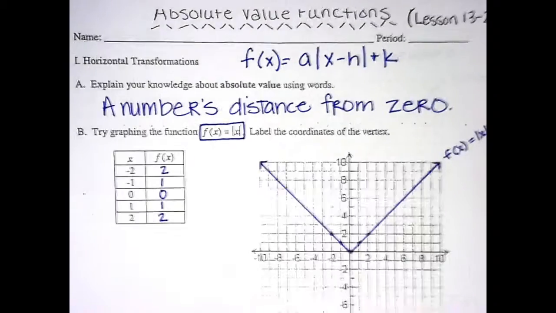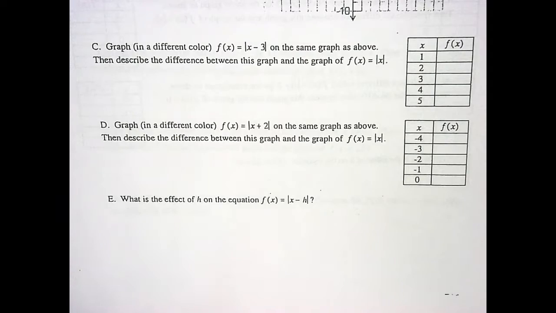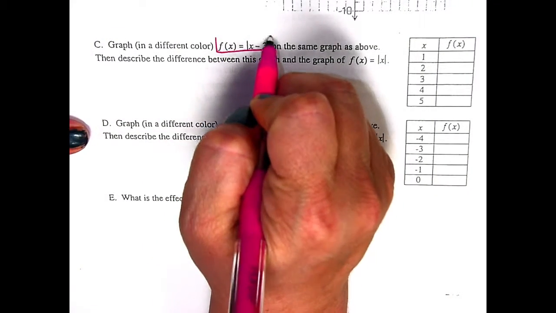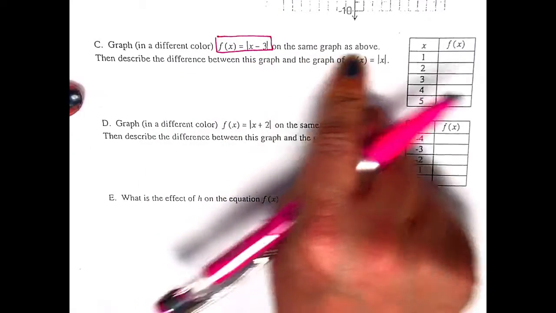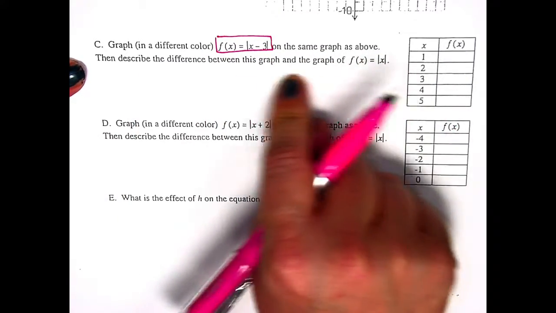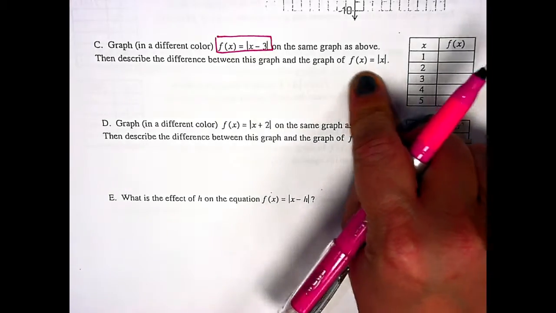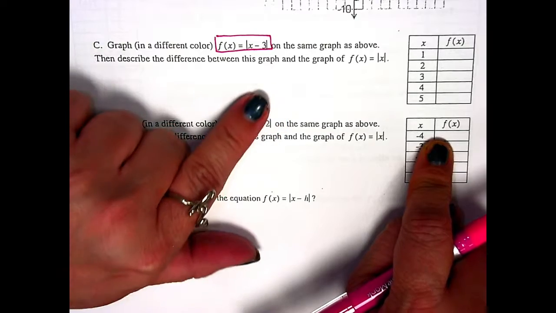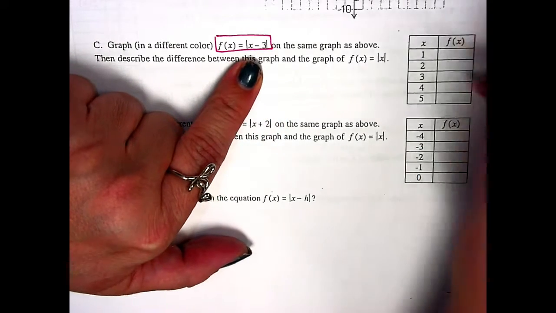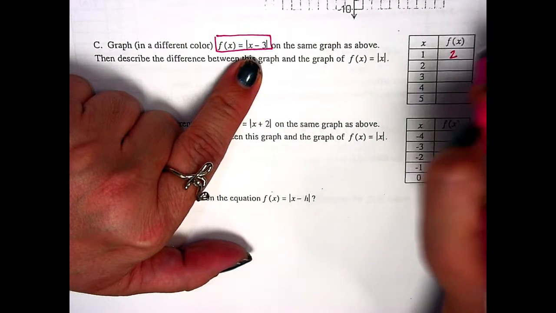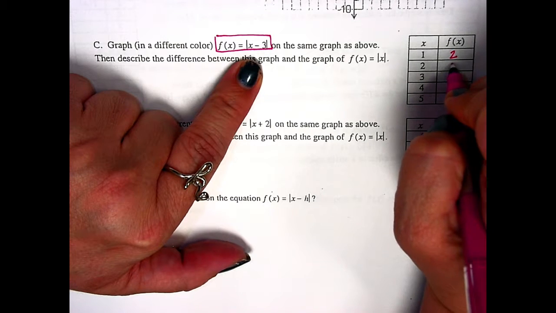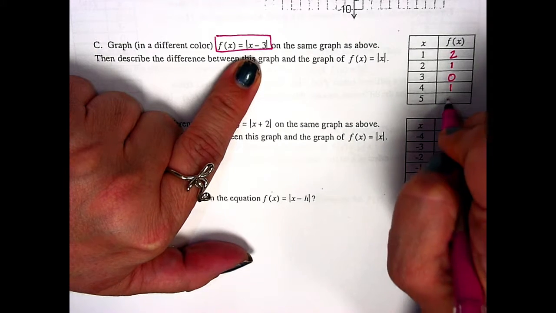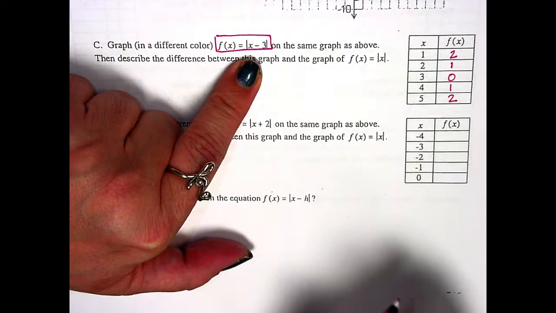Part C says graph in a different color f of x equals the absolute value of x minus 3 on the same graph above. Then describe the difference between this graph and the graph of f of x equals the absolute value of x. So we have a table over here that we're going to fill out. So if I plug a 1 in there, the answer is 2. If I put a 2 in, the answer is 1. 3 gives me a 0, 4 a 1, and 5 a 2.